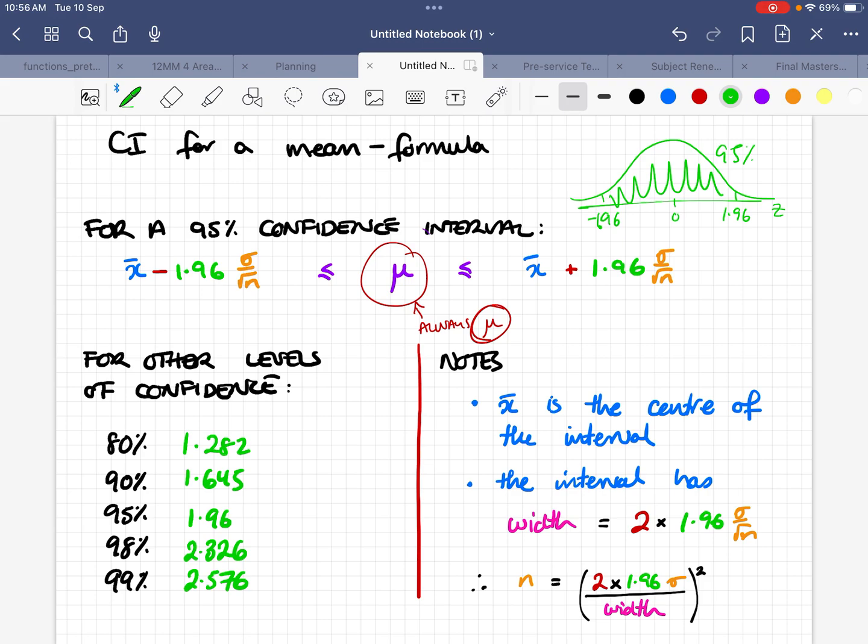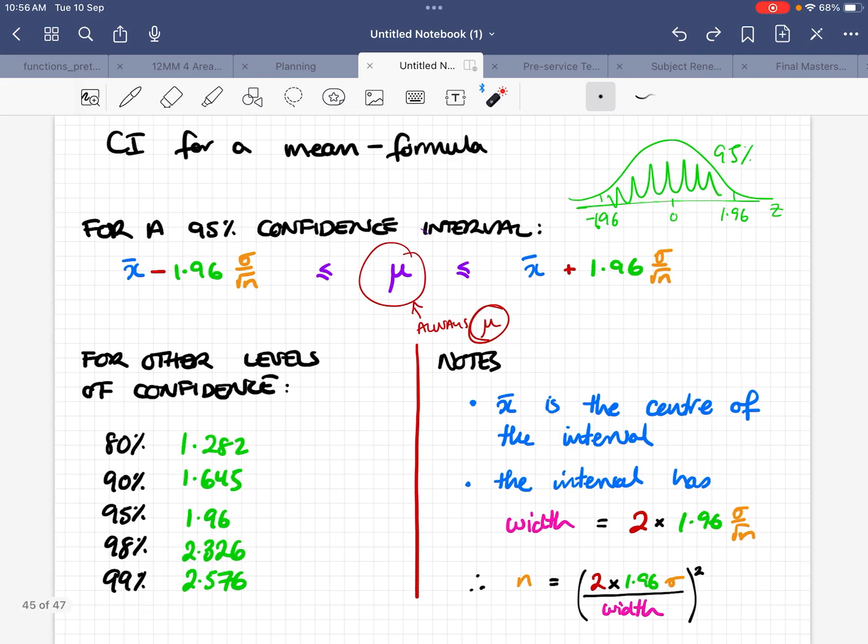95% is our standard level of confidence. If we're 95% confident that our mean is within these two values, then there's only a 5% chance that it's not. That's usually enough for us to be okay with making a conclusion. Sometimes we're happier having a lower level of confidence, so we might only need 80 or 90% confidence. Sometimes we want to be more confident.